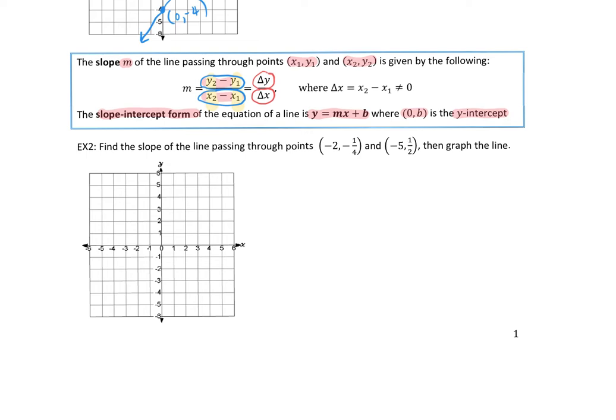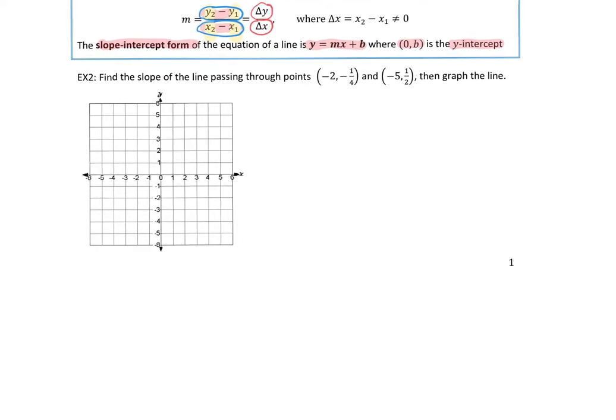In example 2, we need to find the slope of the line passing through these 2 points. And then we're going to graph the line. I have 2 points, but the directions say to find the slope first. So my slope is going to be y sub 2 minus y sub 1. So I'll call this first point x sub 1, y sub 1, and the next point x sub 2, y sub 2. So if I was going to compute the slope, it would be 1/2.